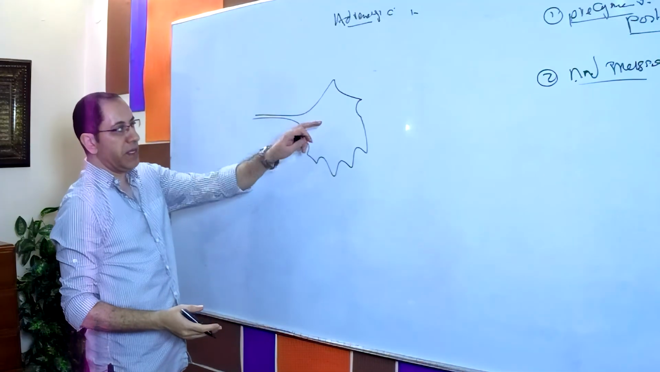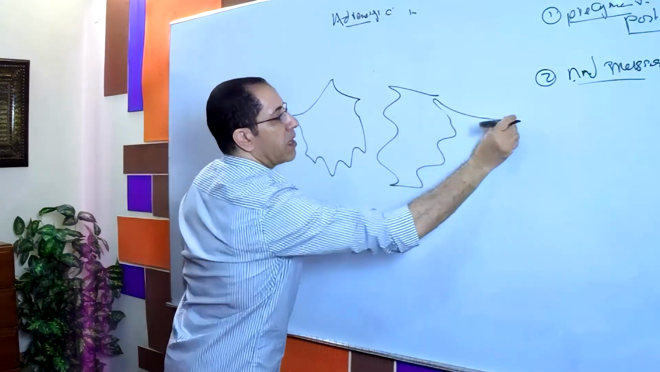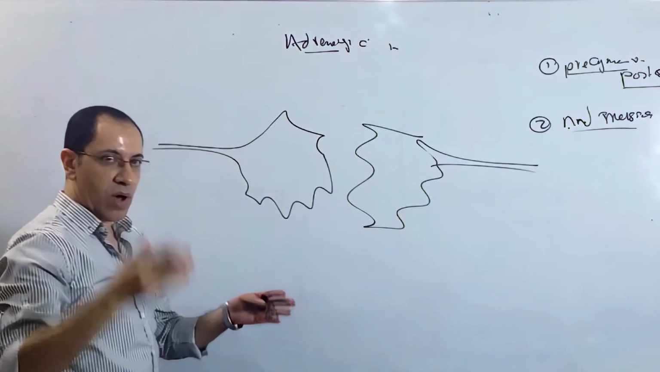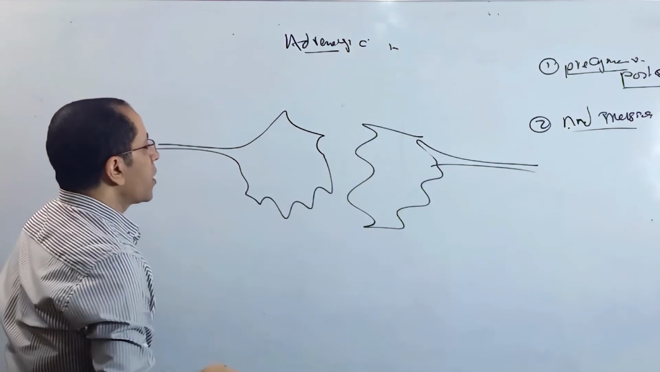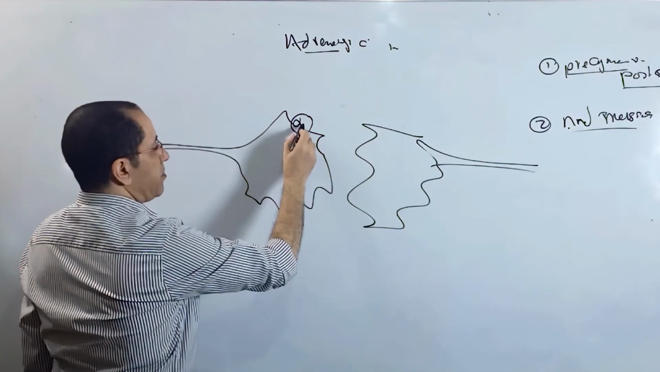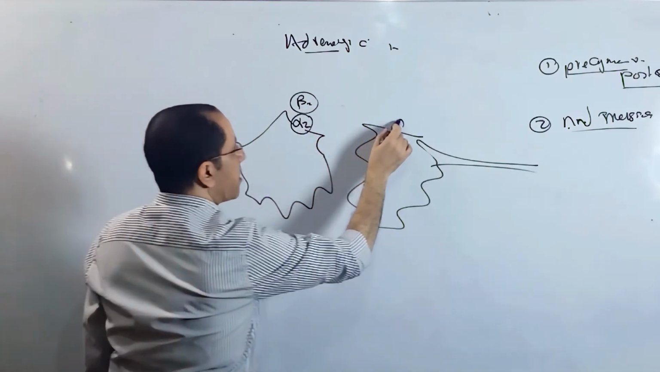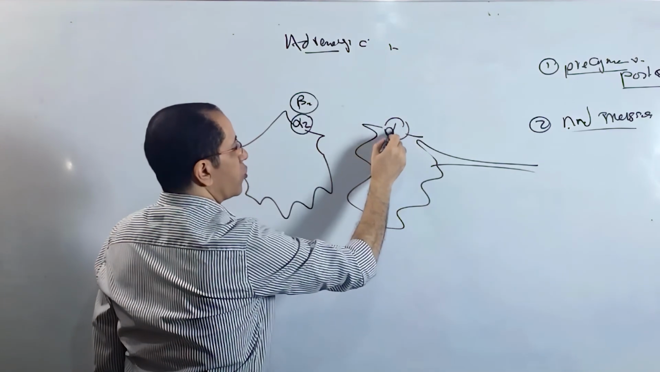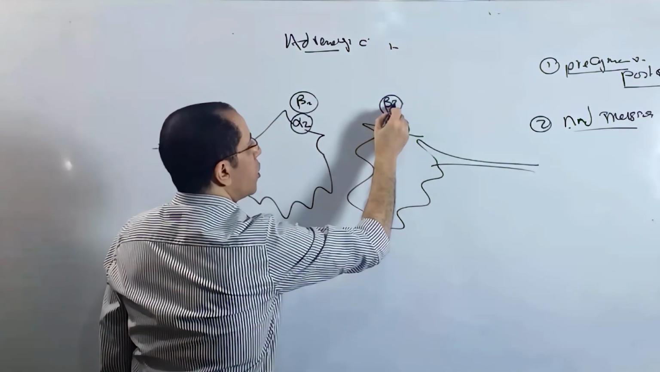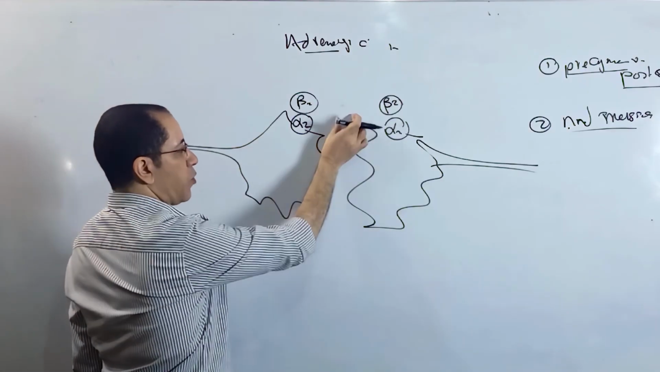Consider this any nerve fiber. This is the nerve body and it's connecting to another nerve body anywhere, either in the CNS or peripherally. If there is a receptor present here, let's call it alpha 2 or beta 2, and if the same receptor is also present here, alpha 2 and beta 2, remember that this attachment or this space here is called the synapse.